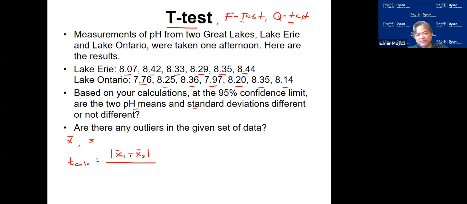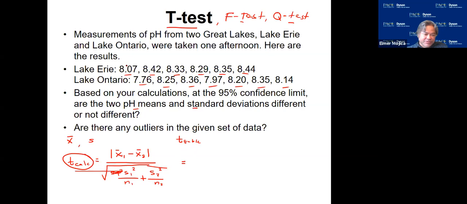So you have the absolute value of the difference between the two means, divided by the square root of S1 squared, the standard deviation squared, divided by N1, plus S2 squared, the standard deviation of the second set, divided by N2. That's what you get for the t-count. And then you compare it with the t-table.